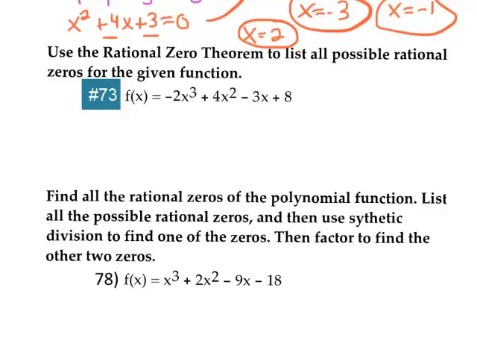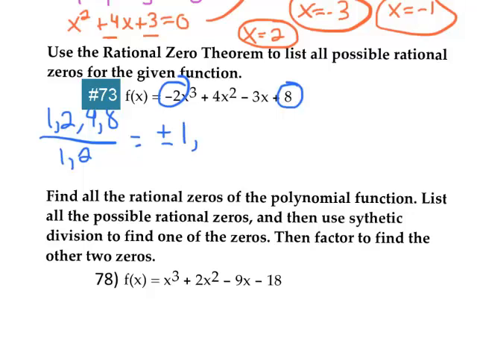Here we want to use the rational zero theorem to list all the possible rational zeros. What you do is you take the last number, take the factors of it, and put it over the factors of the first number. The factors of 8 are 1, 2, 4, and 8. The factors of the first number are 1 and 2, so each number on top goes with each number on bottom. So we get plus or minus 1, plus or minus 1/2, because I was using this with each of these. 1 over 1 is 1, 1 over 2 is 1/2.